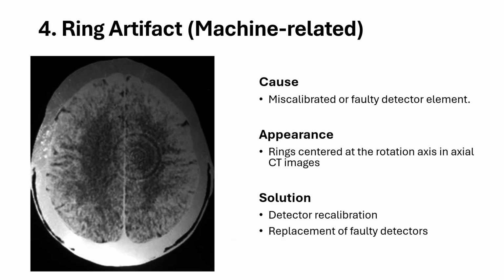Ring artifact occurs due to the miscalibrated or faulty detector element, and its appearance is a ring centered at the rotation axis in axial CT images. As we can see in this image, this is the ring artifact, and its solution is the detector recalibration and replacement of the faulty detectors.